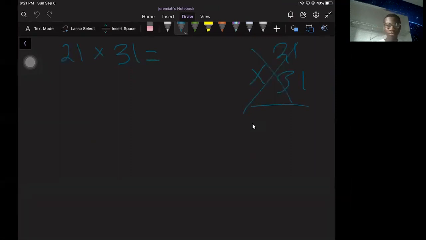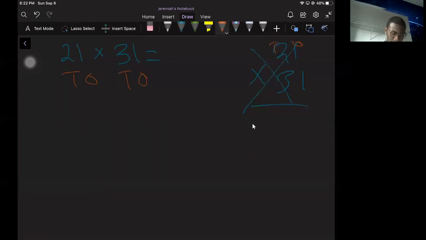Here we go. So what you want to do is you want to label these. You want to label them. This is your tens place. This is your tens place. This is your ones place. Remember that. Same way here, tens, ones. It's just same thing, different way. So now that you have it labeled, if you remember it, it's fine. But now that we have it labeled, let's begin.